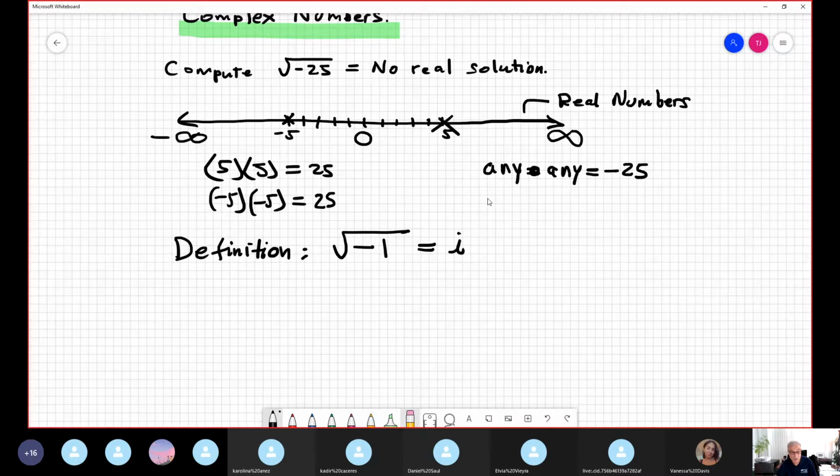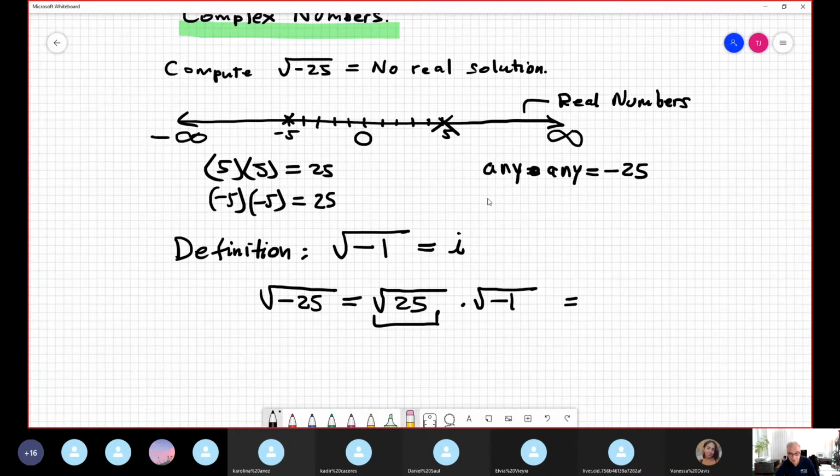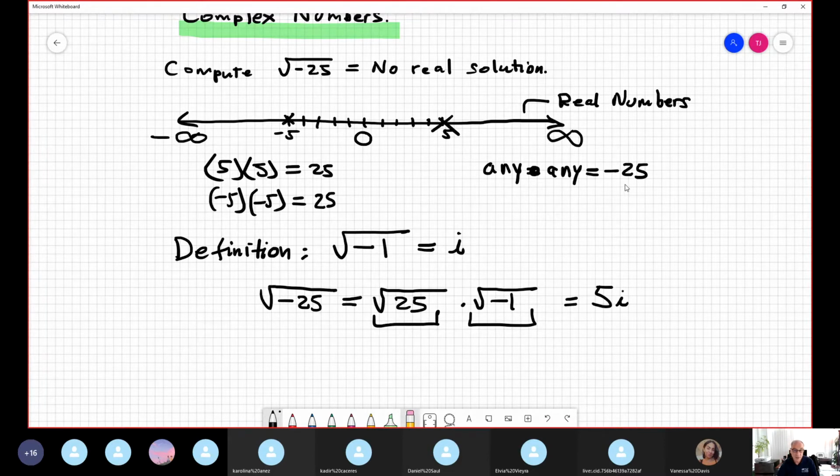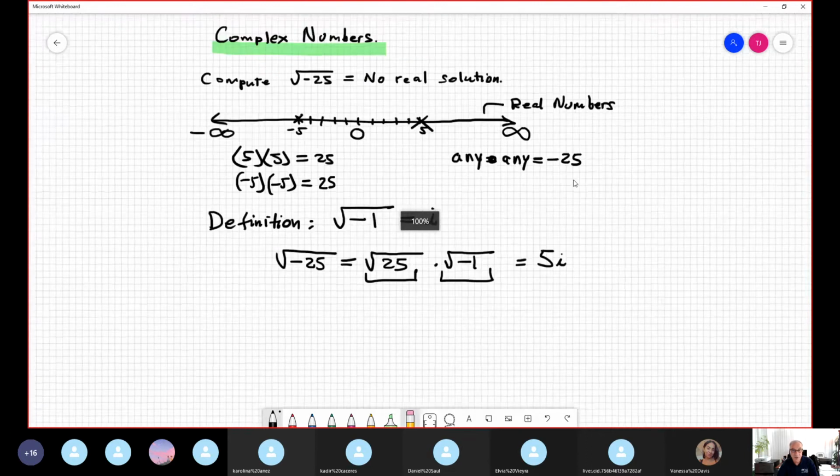Okay, this is the definition. So according to the definition, you break down square root of negative 25 like a square root of positive 25 multiplied by another square root of negative 1. And this is clear, okay, fine. And this is clear by definition, okay, and the answer is 5I. Then we have, wow, we have another number.